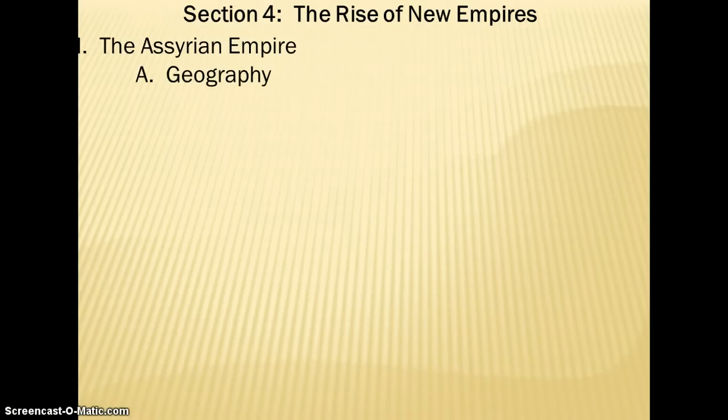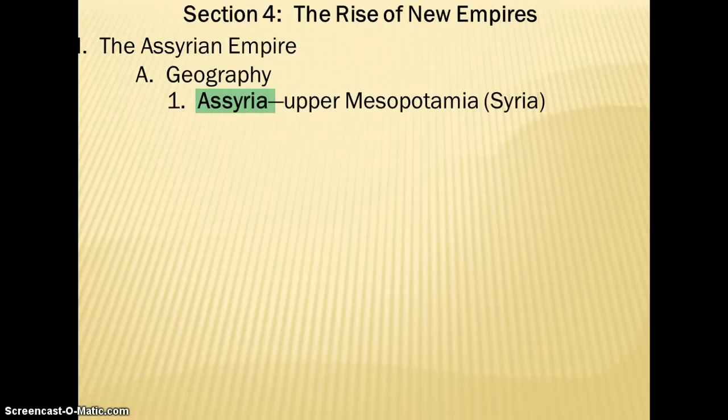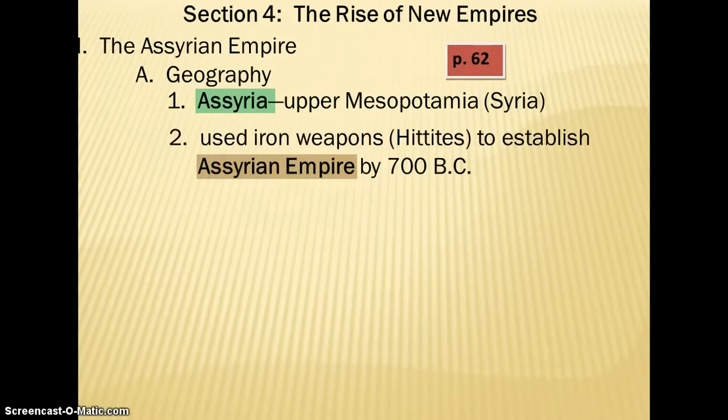As far as geography, where the Assyrian Empire was, it was started in Assyria, which is Upper Mesopotamia, or present-day Syria. And you can see that on page 62. There's a map there, and it's labeled even as Syria today.